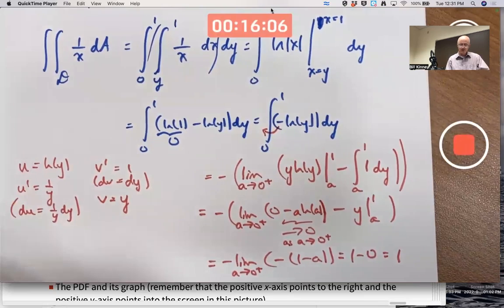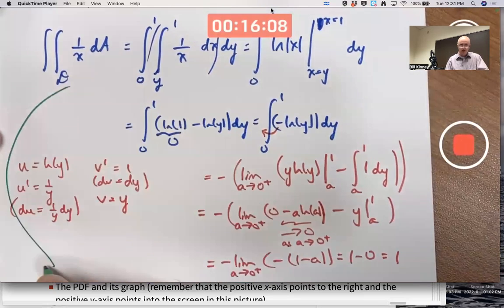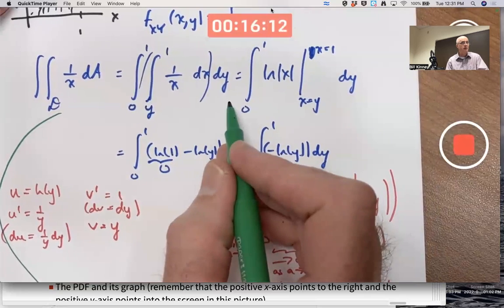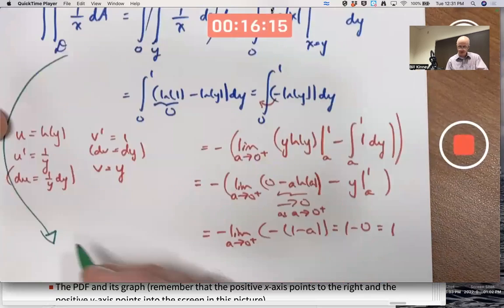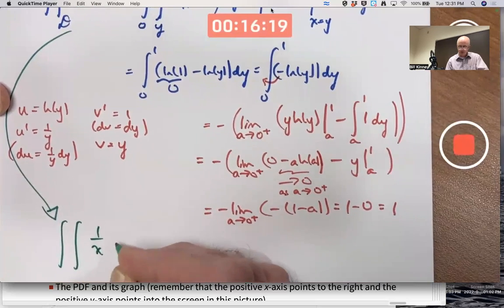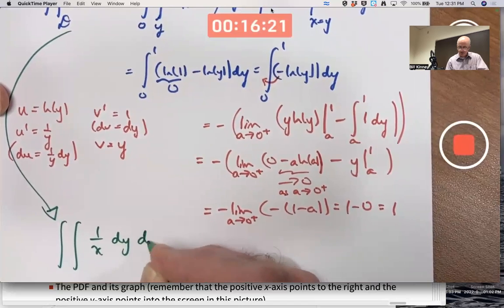Let's try it that way. So what I did up here was I did the inner integral with respect to x and then the outer integral with respect to y. Let's try it the other way around. Let's try the inner integral with respect to y and the outer integral with respect to x.